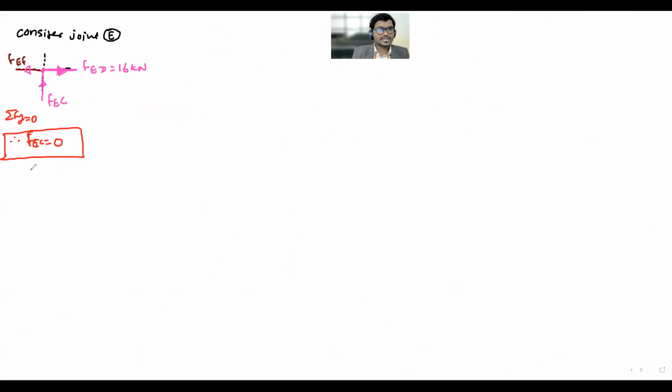Now consider summation Fx. The summation of forces along the x-axis is equal to 0. Therefore, F ED plus or minus?